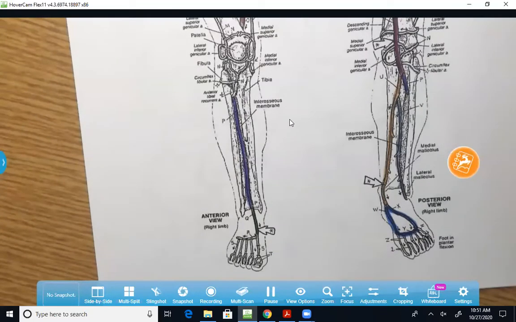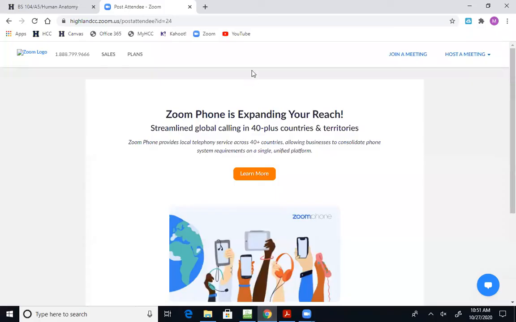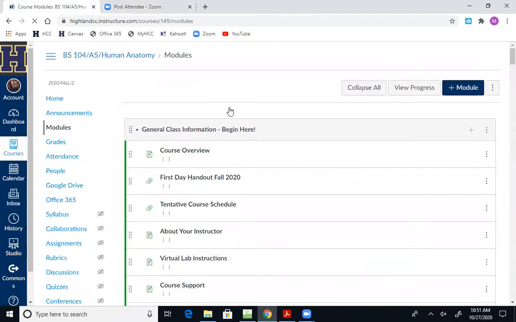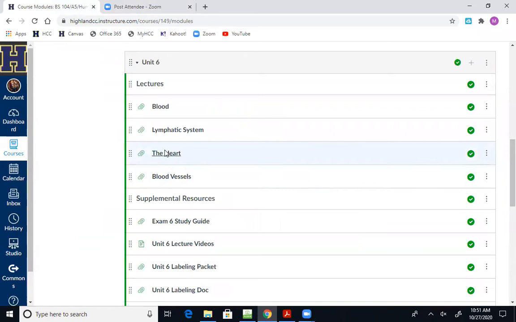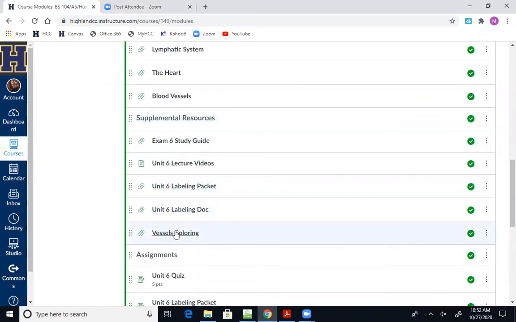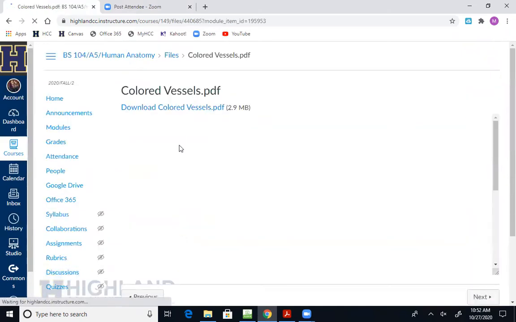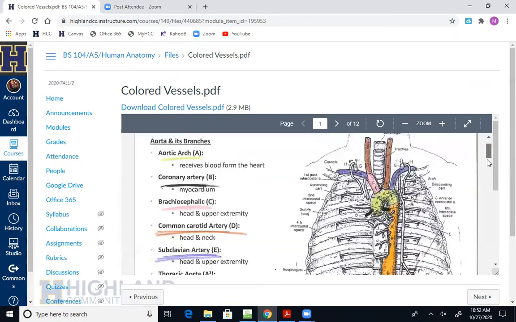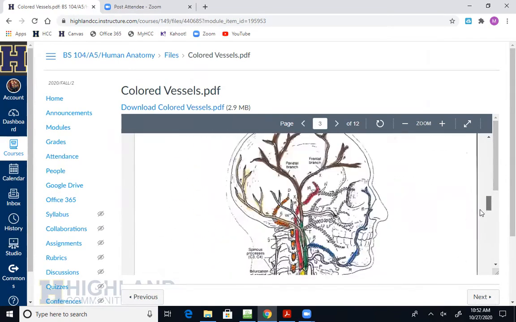Okay. What I want to do is show you real quick, since we're running low on time, I'm not going to continue coloring, but if you go on to Canvas, there's this link here called Vessels Coloring. You click on it. What I've done is I've just done all the coloring and scanned it. And then you can finish coloring yourself.